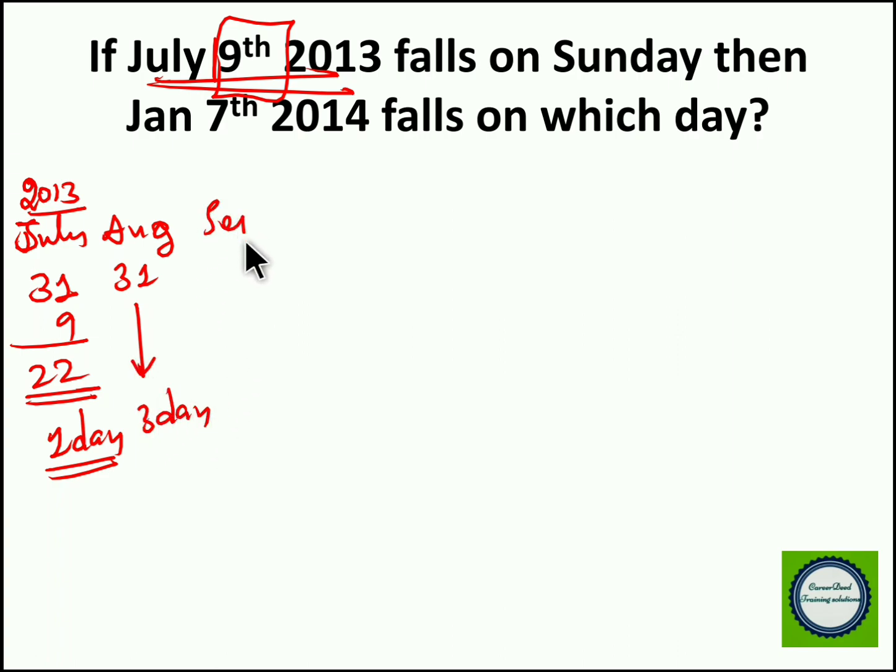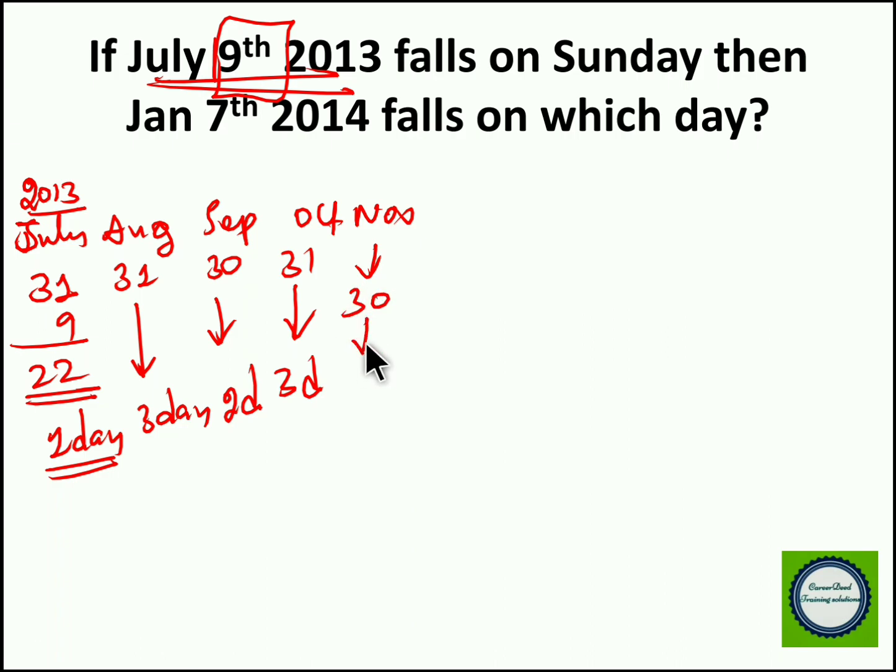So in September you have 30 days. When you divide this 30 by 7, you get remainder 2, so you have 2 odd days. In October you have 31 days, so again you will get 3 odd days. In November you have 30 days, you will get 2 odd days. In December you get 31 days and again you have 3 odd days.